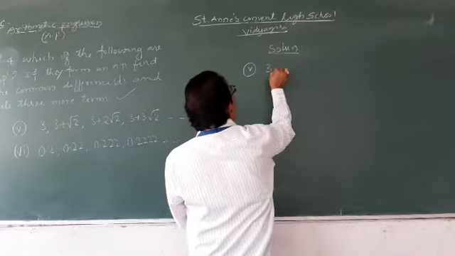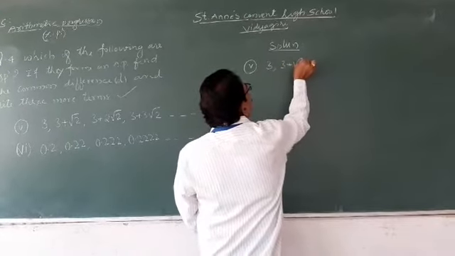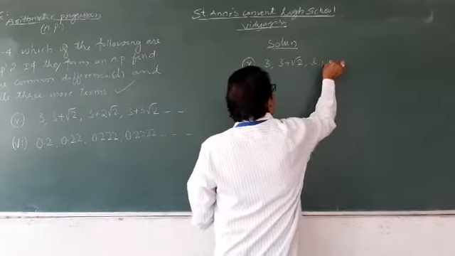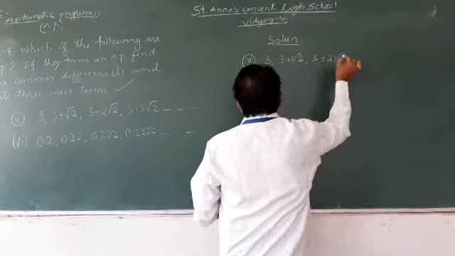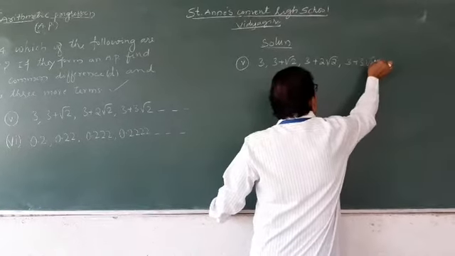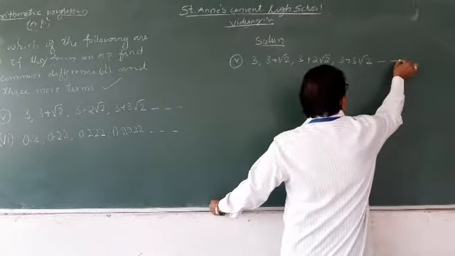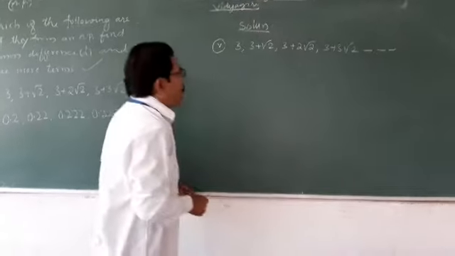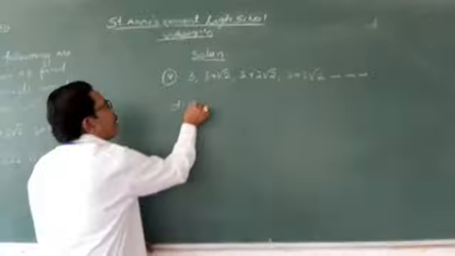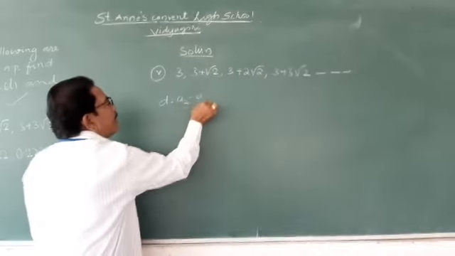3, 3 plus root 2, 3 plus 2 root 2, 3 plus 3 root 2. Next 3 terms we have to find. See, d equals a2 minus a1.